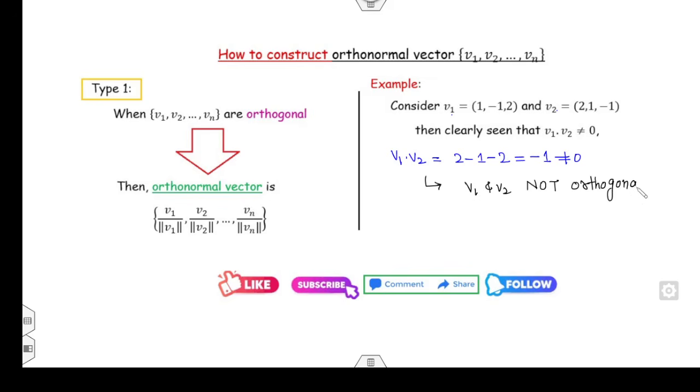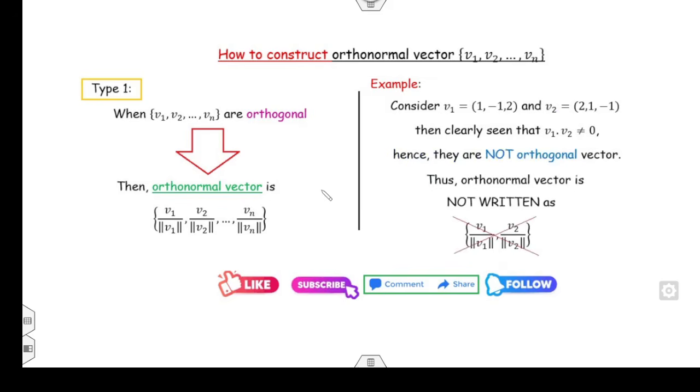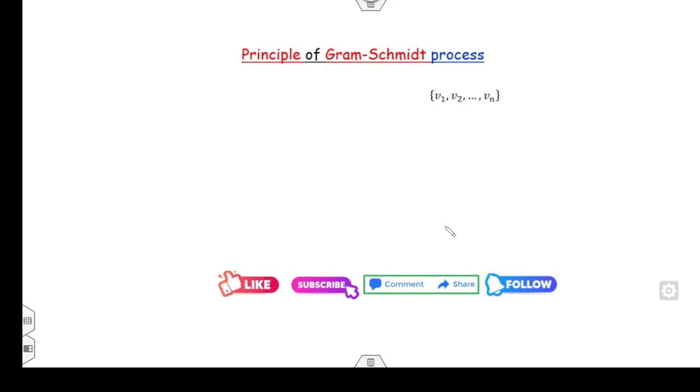Once they are not orthogonal, that means you can never write the orthonormal vectors in the form of v1 dot v2. You can never write that. And once you are unable to write that, then we can apply the Gram Schmidt procedure to construct the orthonormal vectors. Is it clear why there is a need of the Gram Schmidt process? Great. Now, what is the principle of the Gram Schmidt process?